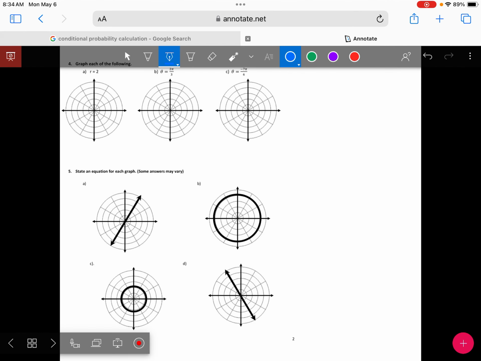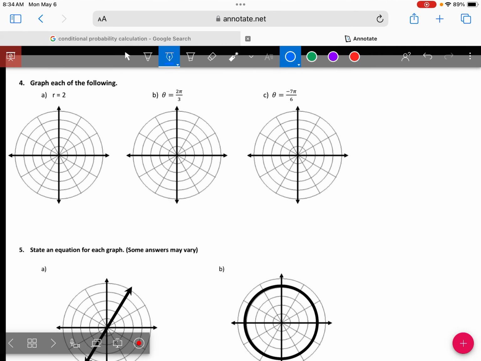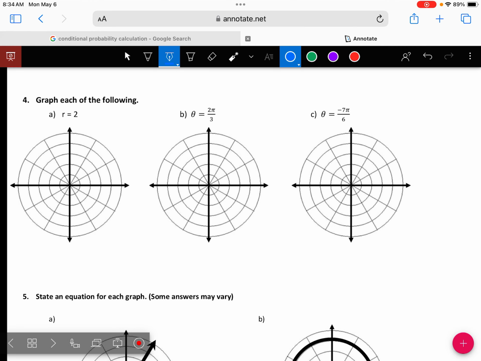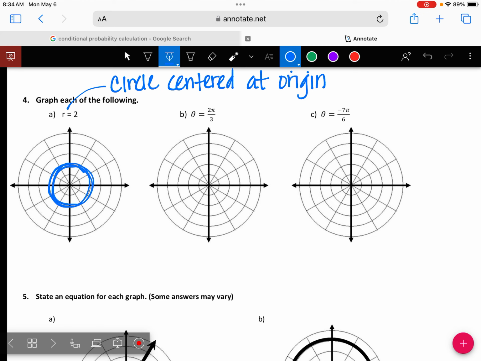All right, so now let's graph a few. So if it's a radius equals 2, that is a circle. So we're going to graph other circles, but this is a circle centered at the origin, which is the only one that you cannot graph on your project because that's too easy of a circle. So R equals 2 is simply just a circle on that second ring. I know that's kind of messy, but that's it. That's R equals 2. Find the second ring and draw a circle.